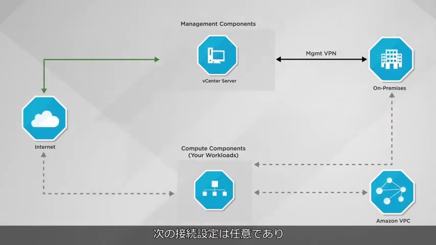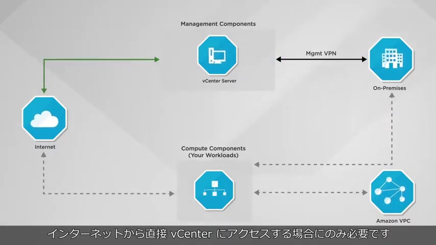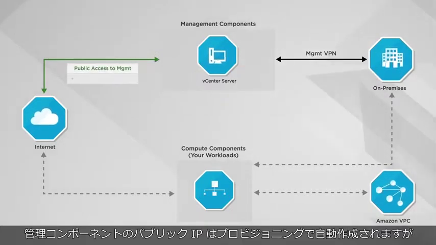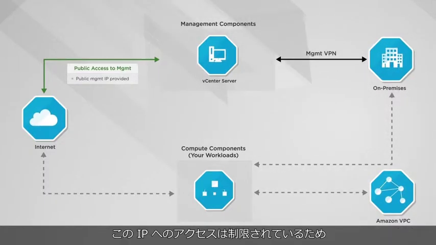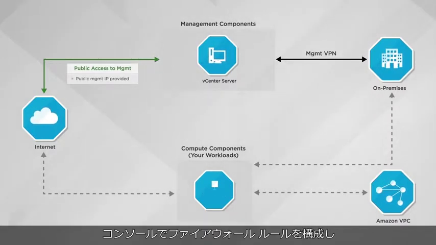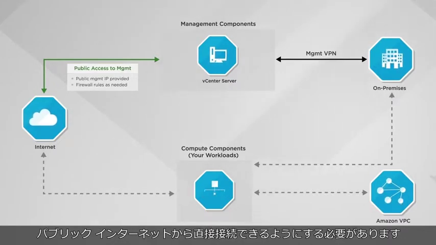The next connection is optional and is only needed if you need access to your vCenter server directly from the Internet. A public IP for your management components is automatically provided during the provisioning process. However, all access to this IP is restricted. To provide Internet access, you would need to configure firewall rules in the VMware Cloud on AWS console to allow the direct type of public Internet access.